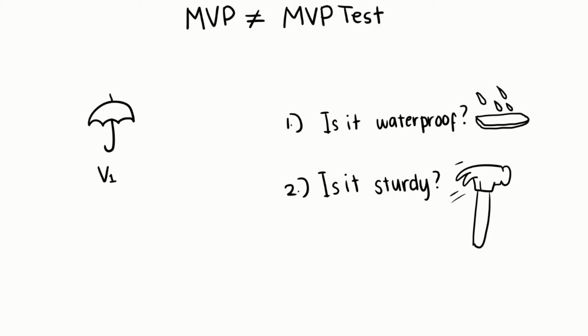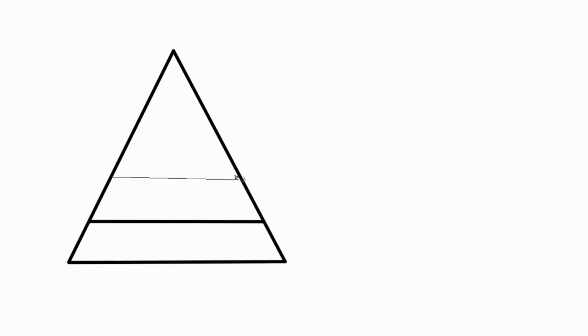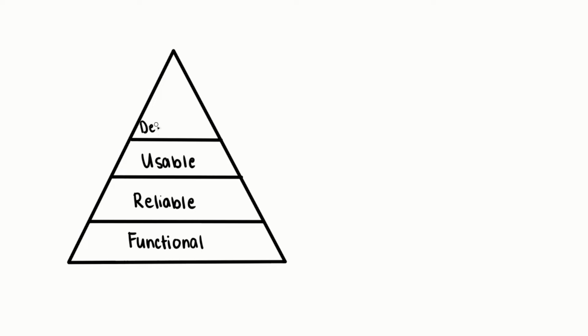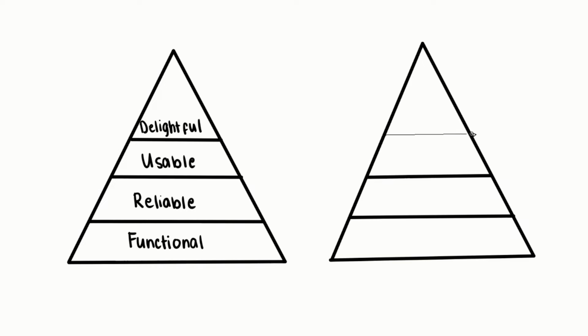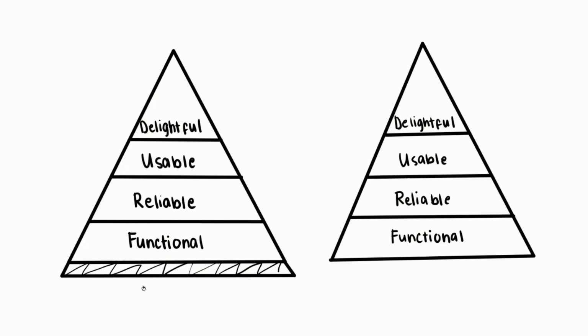But what I want to focus on now is that there is a wrong and a right way of designing an MVP or an MVF. You can separate a product or feature into 4 layers: functionality, reliability, usability, and delight. And when you design an MVP, you have to cut a slice out from the layers like you would a cake. So don't do it like this. Instead, do it like this.